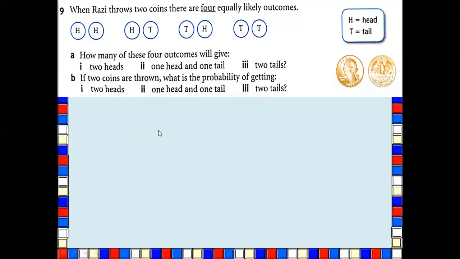Question number 9. Pay attention to this question, it's a very important one. When Razi throws 2 coins, so he's not using 1 coin, he's using 2 coins, there are 4 equally likely outcomes. They're using letter H for head, T for tail. When you throw 2 coins together, you might get them both heads. You might get the first one head, the second one tail, or the first one tail, the second one head. So it matters. The ordering of the outcomes matters. Maybe one of them head, the other one tail, but you should be specific that maybe the first one head, then the second coin tail, or the first one tail, the second one head. Or you might get both coins with tails.